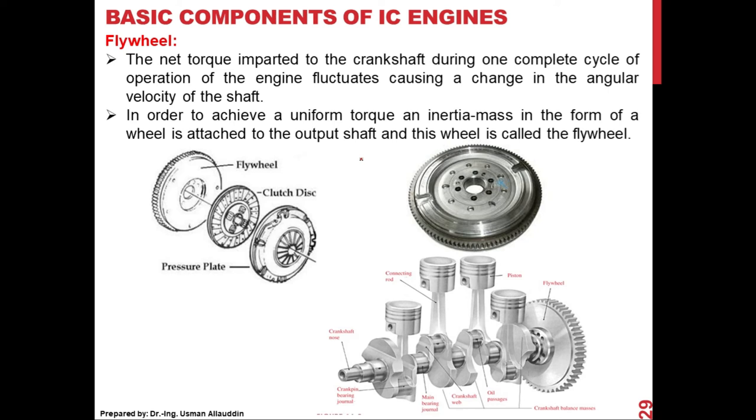So what you do is install a high mass body, like a high mass wheel, at the crankshaft. What does it do? It will remove the slight fluctuation in the torque, and it will provide a uniform torque at the crankshaft, and the vehicle will run at a uniform speed. So when you attach this heavy disc at the crankshaft and the crankshaft is rotated, this flywheel will keep it rotating with a uniform speed. So this is the purpose of a flywheel.